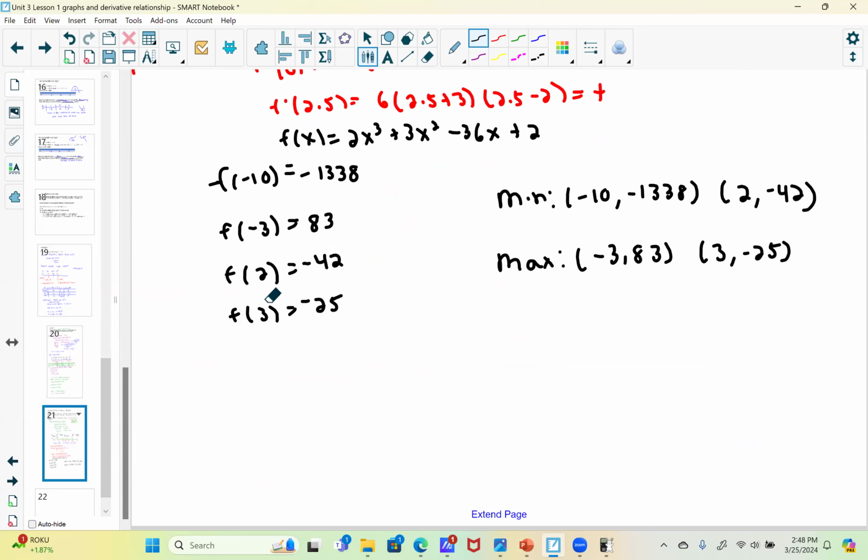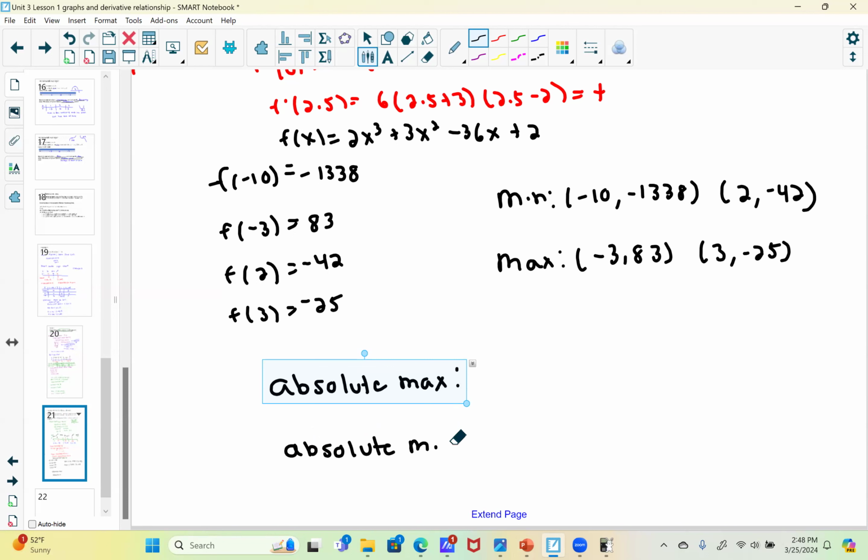Now, the other question it might ask is, what is my absolute max? Okay, or they could say global, or what is my absolute min? And so when they ask about the absolute min or absolute max, I look at my maxes. And for the absolute max, I look which is the higher max value. And I'm looking at the y value. The y value tells me where the max is. So 83 and negative 25, 83 is definitely higher. So the absolute max, the point is -3, 83.